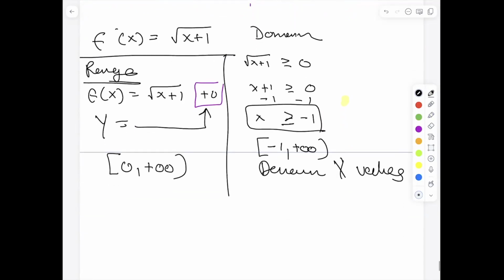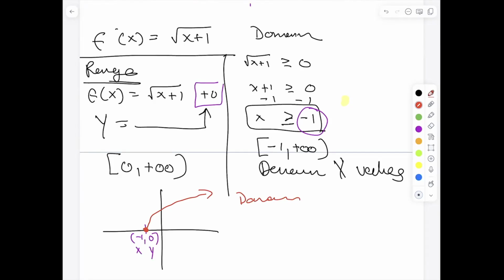Now, some of you might say, well, how does he know that? Well, if I graph it, this is going to be here at -1. It says -1 here. So if this is -1 and my lowest value is 0, then this is -1, 0, because that's my x and that's my y. So where is this going? Well, this is going from -1, 0 to positive infinity. So my domain is bracket -1 to positive infinity, and my range is bracket 0 to positive infinity.